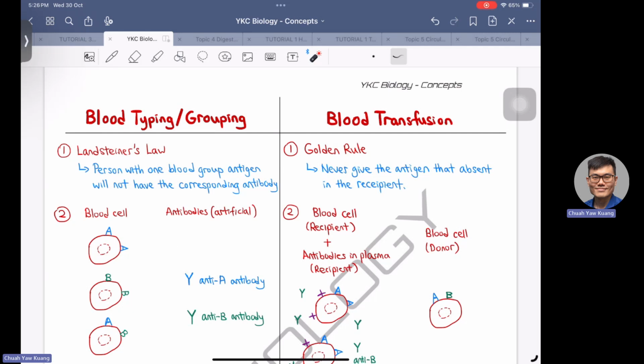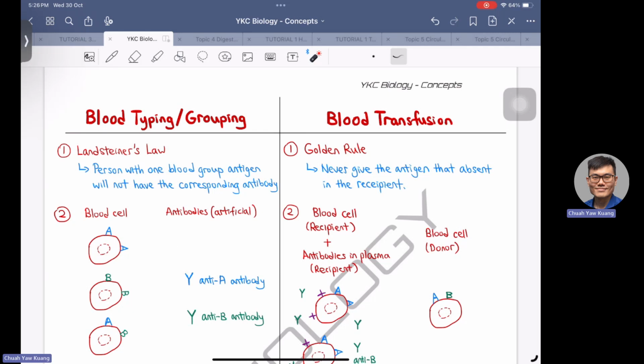Blood typing or blood grouping will always follow the Landsteiner law. The Landsteiner law states that a person with one blood group antigen will not have the corresponding antibody. To make it simple, it means that as long as you have the antigen, then you will not produce the antibody.